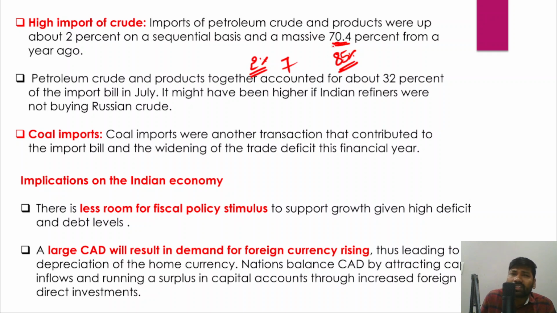But generally India is dependent on crude oil imports from other countries. More than 85% of the crude oil is imported. Now petroleum, crude and other products together accounted for about 32% of the import bill, right? So it might have been higher in Indian refineries which were not buying Russian crude oil.